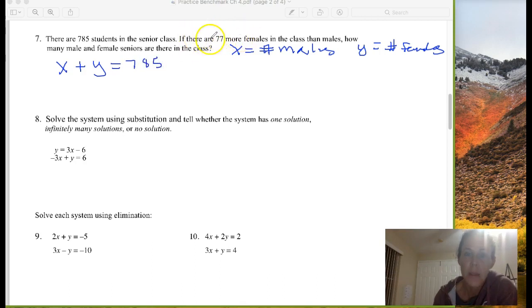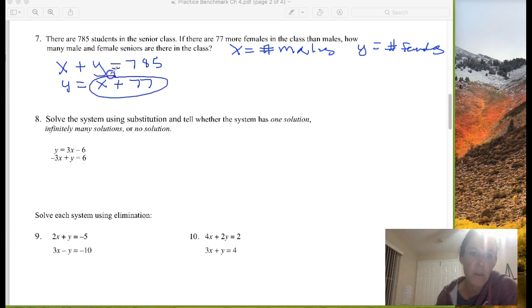Okay, and then we also know this system of equations. The number of males is going to be the number of females minus 77. Or if that doesn't work out for your brain, you can say the number of females is going to equal the number of males plus 77, okay? Because there are 77 more females than males. So if you take the number of males and you add 77, you get the number of females. So there's your system of equations.